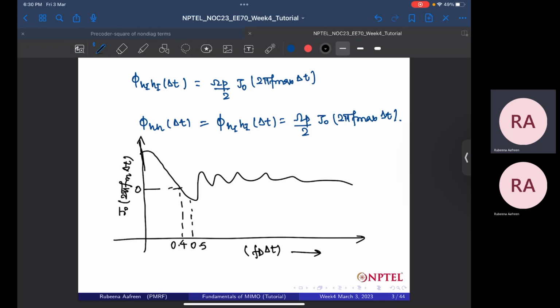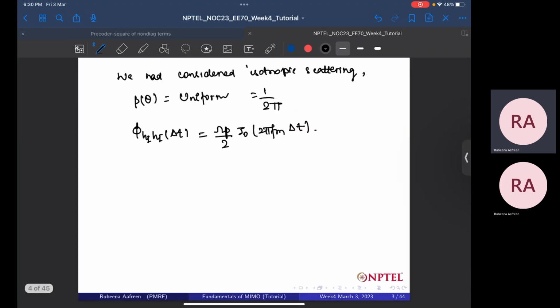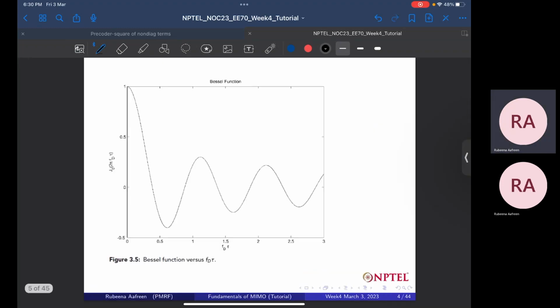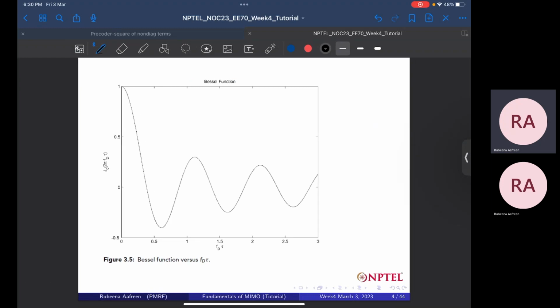We will see more about it in a spatial channel. This diagram I have taken from the book. So you can see the correlation is 0 at around f_D tau equal to 0.4.